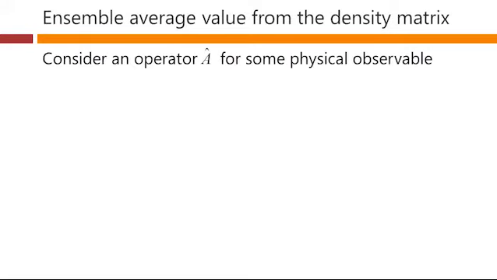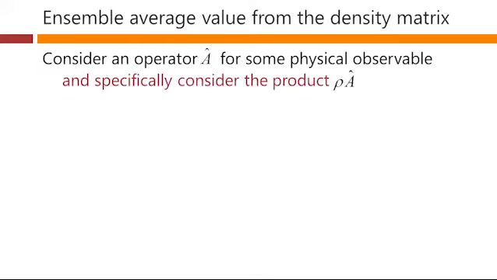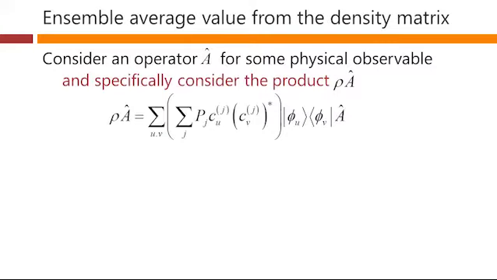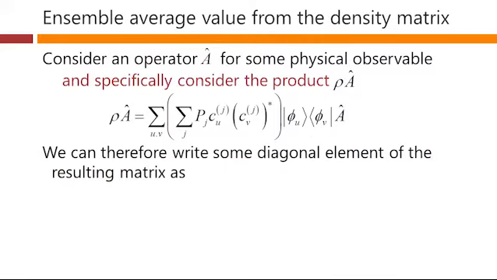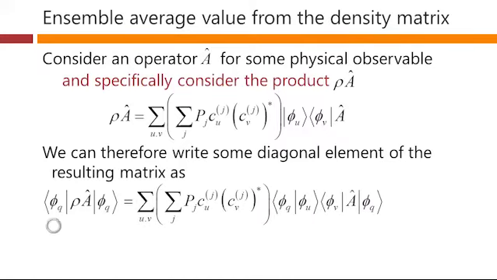Consider an operator A for some physical observable. Now we're going to be able to work out the ensemble average value from the density matrix. Specifically, consider the product rho, the density matrix or operator, times A. So we can write that out. Here's rho times A. So here's our density operator or matrix, and here's A. We can therefore write some diagonal element of the resulting matrix as this expression. So here's our diagonal element.